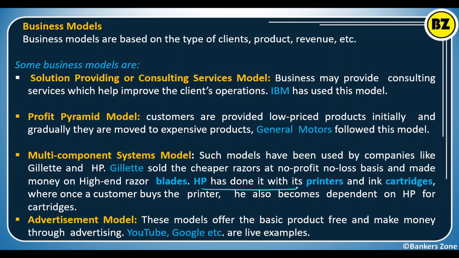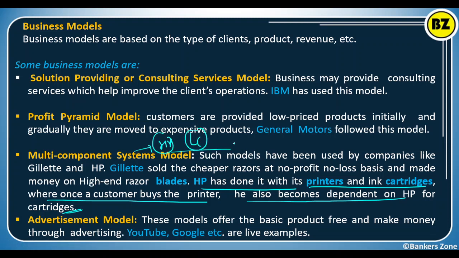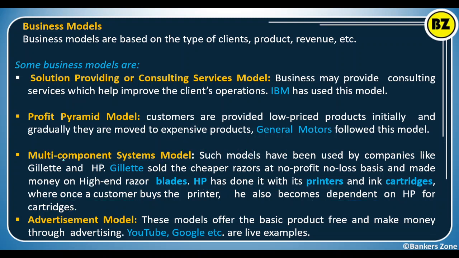HP has done it with printers and cartridges. Once the customer buys the printer, they have to depend on HP cartridges only. So obviously, HP is selling the printer at a low cost, right? But the cartridges of the HP printer have a very high price. So HP does not earn on the printer, they earn on the cartridges. That is called the multi-component system. So again here I will tell you the example. What is a multi-component system?